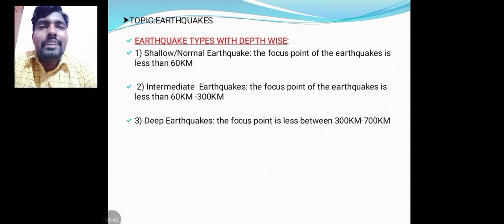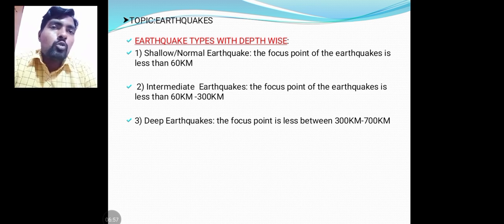So next one, intermediate earthquakes. The focus point of the earthquake lies between 60 and 300 kilometers depth in the subsurface area. Such type of earthquake we call an intermediate earthquake.